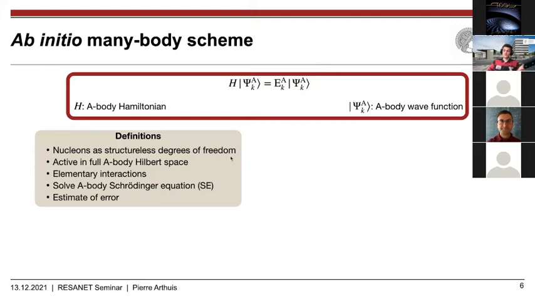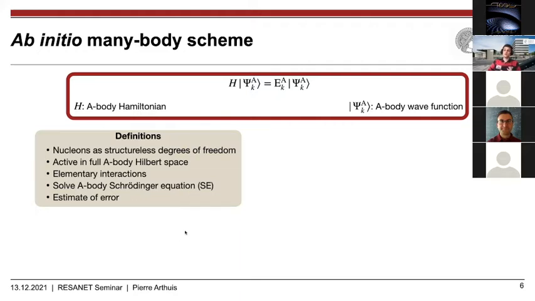You treat your nucleons as structureless degrees of freedom that are all active in the full A-body Hilbert space. That means we don't have a concept of core versus valence space, for example. Use elementary interactions. What I mean by that is your Hamiltonian has two-body, three-body components. You do not incorporate more collective degrees of freedom into your Hamiltonian. In the end, of course, you solve your A-body Schrödinger equation, and you're able to make some estimate of your error.